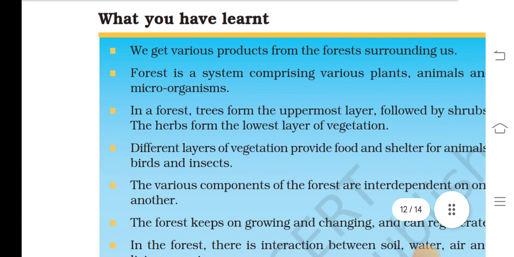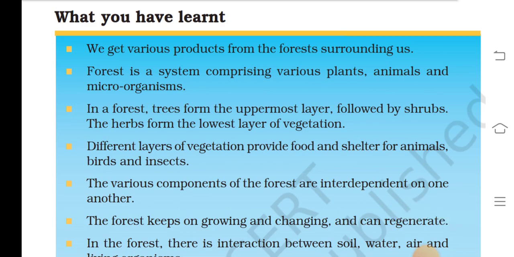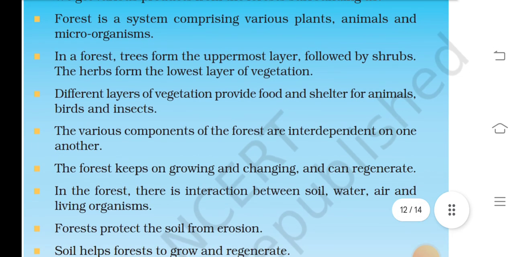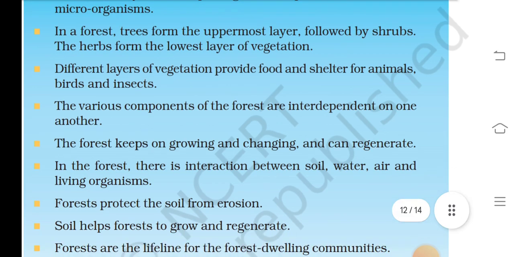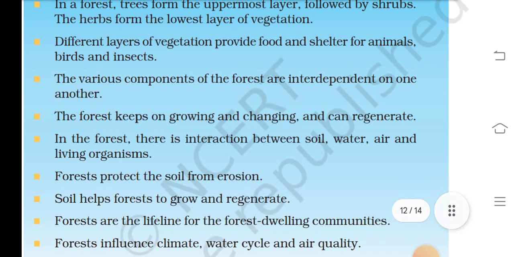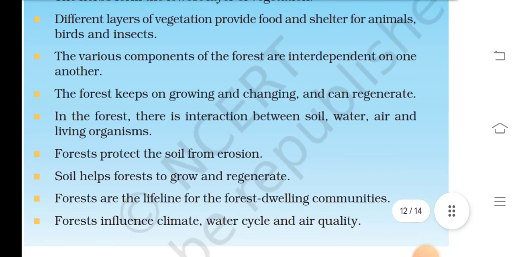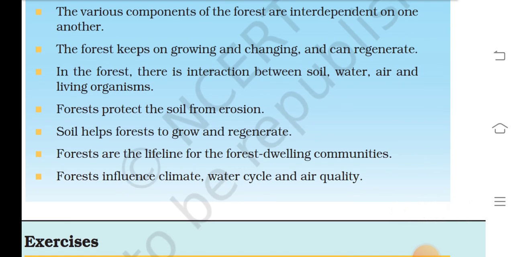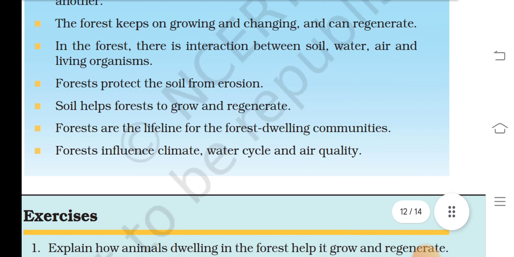We get various products from the forest surrounding us. Forest is a system comprising various plants, animals, and microorganisms. In a forest, trees form the uppermost layer, followed by shrubs, then herbs form the lowest layer of vegetation. Different layers of vegetation provide food and shelter for animals, birds, and insects. The various components of the forest are interdependent on one another. The forest keeps on growing and changing and can regenerate. In the forest, there are interactions between soil, water, air, and living organisms.